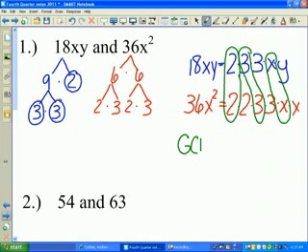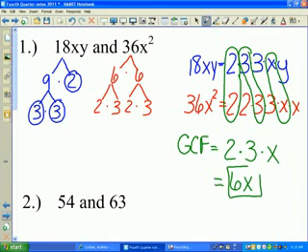So if I'm trying to find my greatest common factor, I'm going to multiply the sets. So I'm not multiplying 2 times 2. No, I'm multiplying my first set of 2's times my second set of 3's times my third set of similar terms, which is x. So now, 2 times 3 gives me 6 times x gives me a total of 6x. So 6x is actually going to be my greatest common factor for number 1.